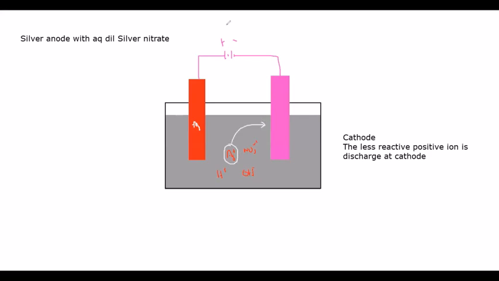Silver is plus one. So if Ag plus takes an electron, it will form silver metal. A shiny solid is deposited at the cathode. When this solid is deposited at the cathode, what will we observe? We'll observe the size of the cathode will increase.